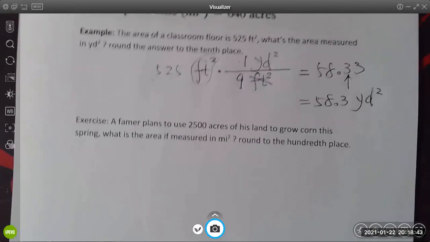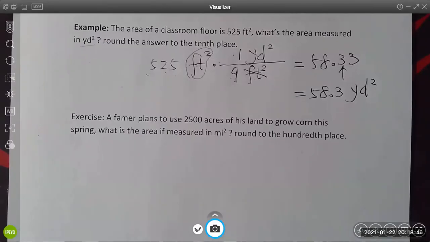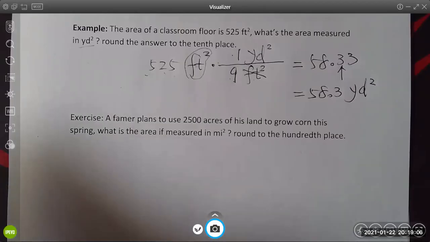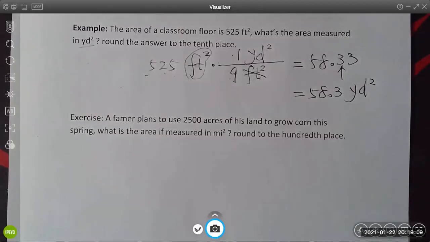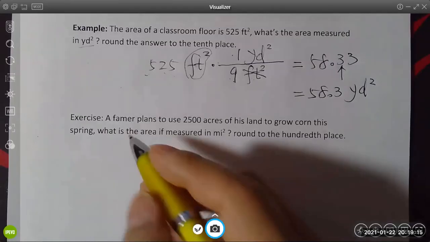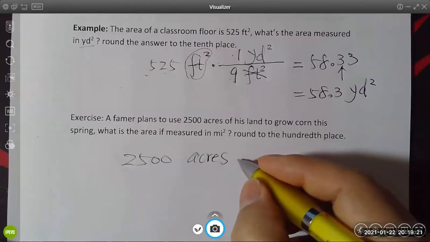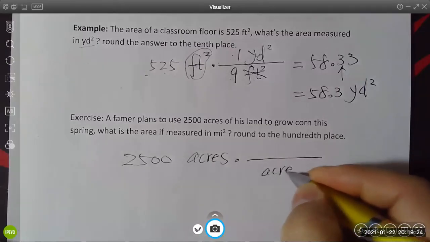Now let's look at the second one. This is still about area. A farmer plans to use 2,500 acres of his land to grow corn this spring. What is the area if measured in square miles, rounded to the 100th place? Basically, acres represent area, right? When it comes to land, we use acres. We want to convert from 2,500 acres to square miles. So we want to cancel acres and have square miles.